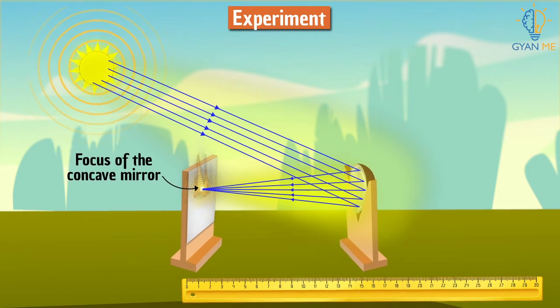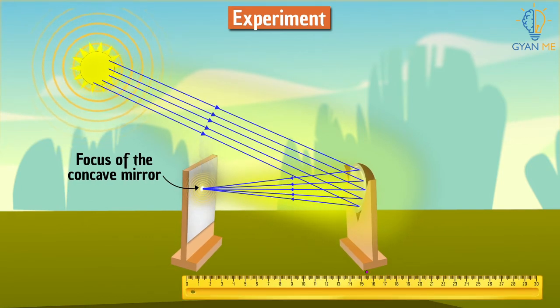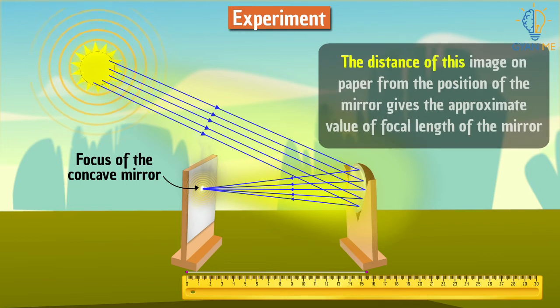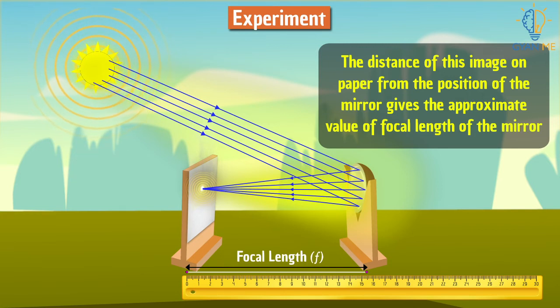Now put the ruler and measure the distance between the mirror and the sheet of paper. The distance of this image on paper from the position of the mirror gives the approximate value of the focal length of the mirror. Yes, students, I said approximate value.